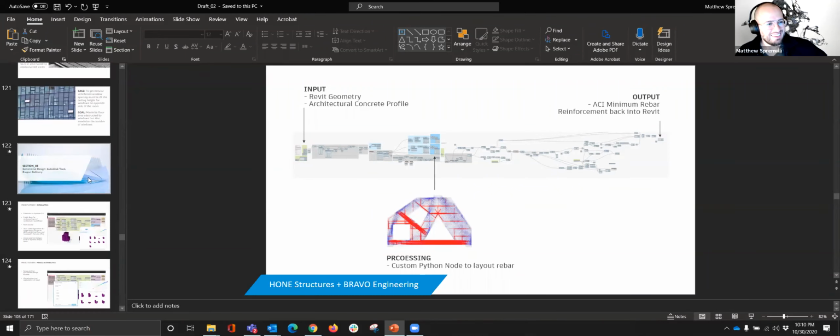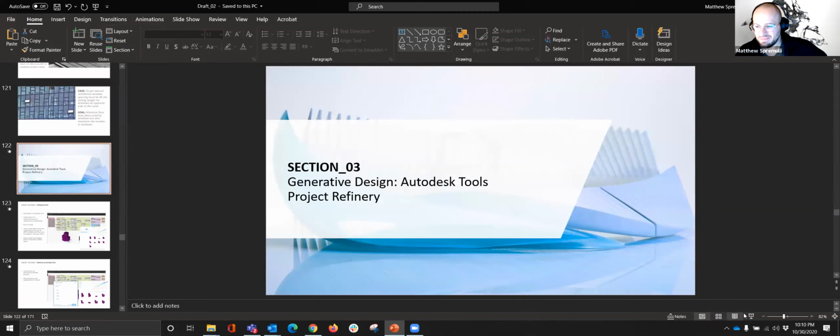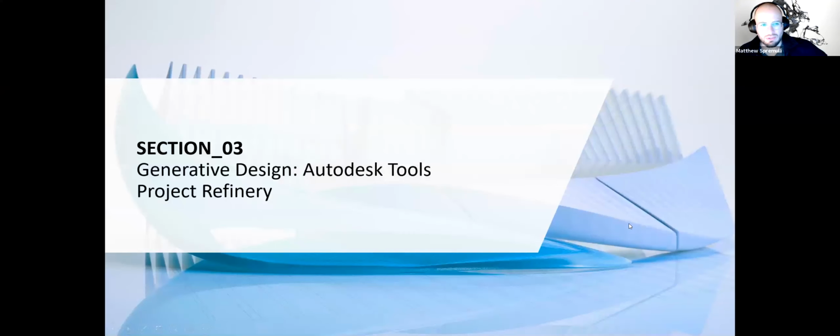Yeah. Okay. And well, for those of you that are interested in the tool itself, I can talk a little bit more about how Project Refinery operates in Dynamo, if that's interesting.